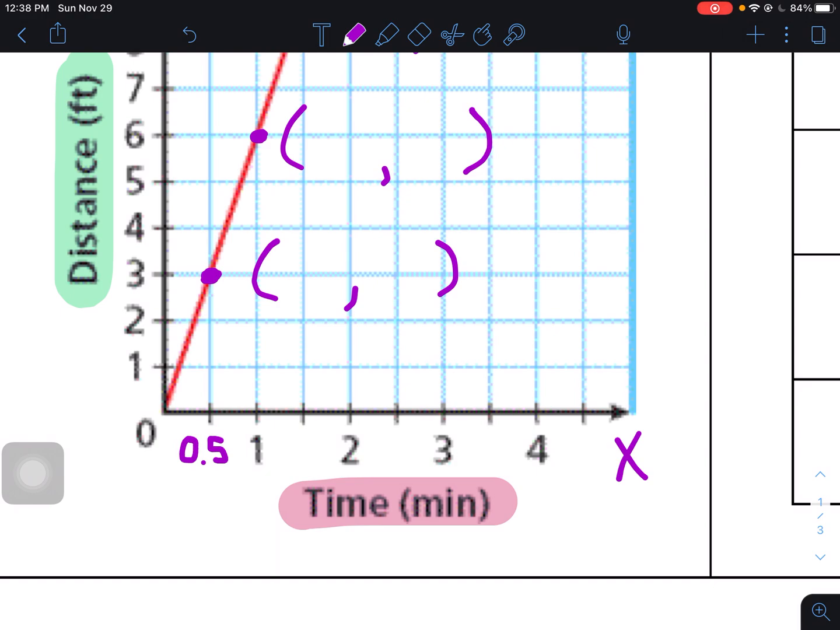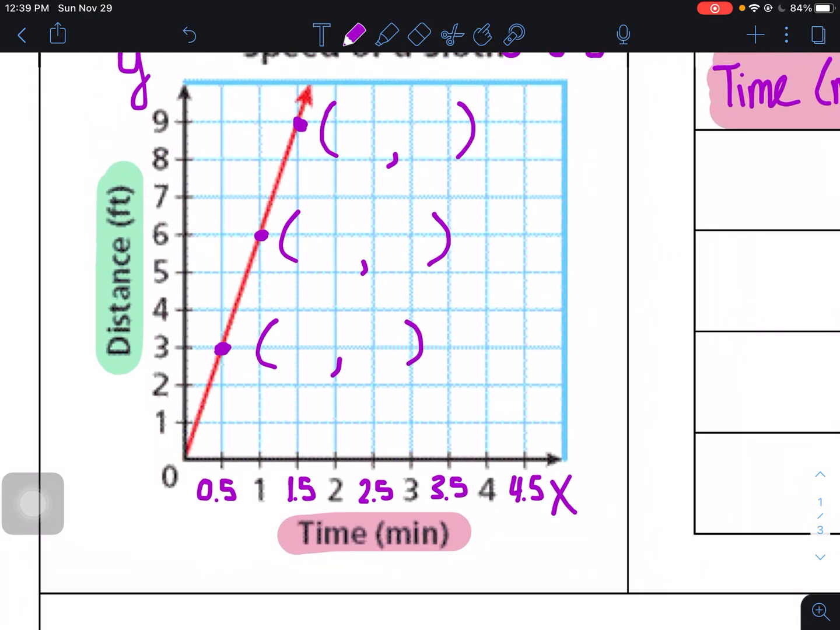So that means that we're going up by halves each time. So this would be 0, 0.5, 1, 1.5, 2, 2.5, 3, 3.5, 4, 4.5.